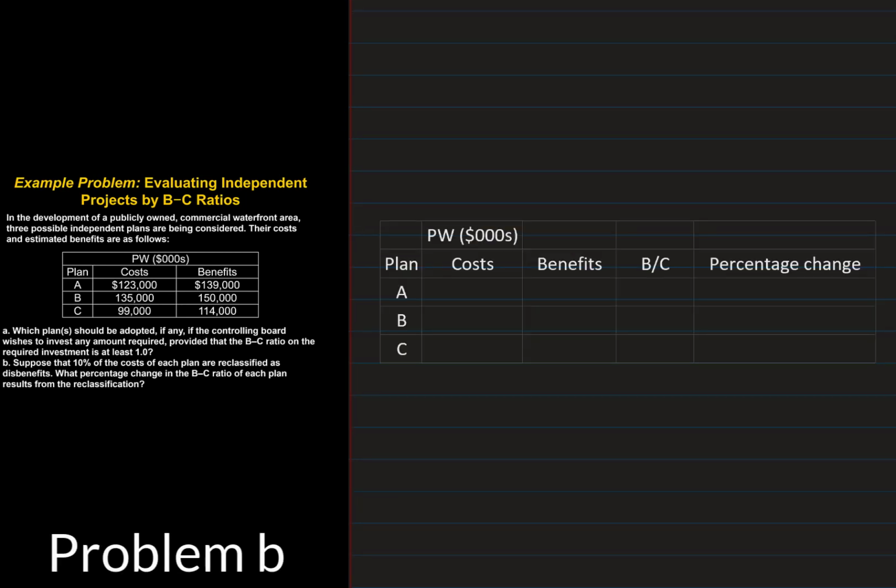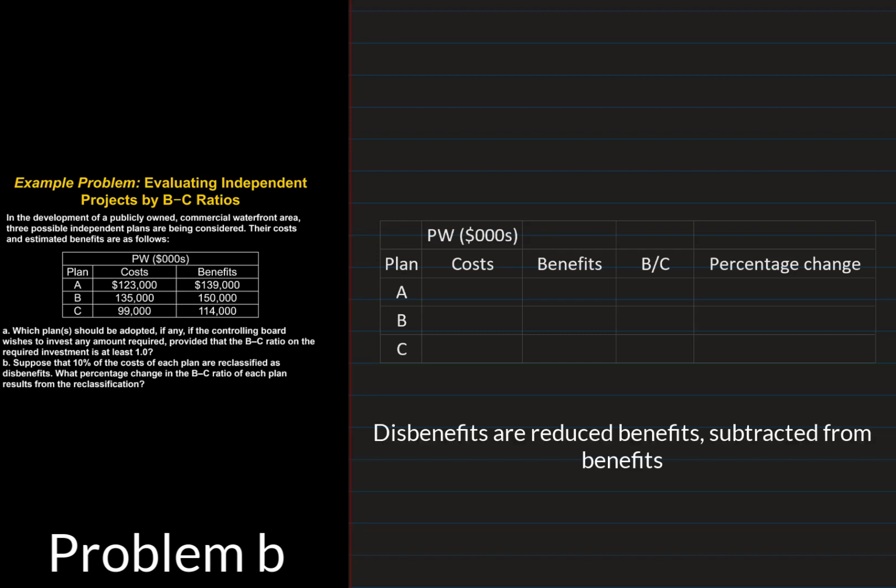Now let's take a look at problem B. The problem says, suppose that 10% of the costs of each plan are reclassified as disbenefits. Another recap from the previous lecture, part 3 of cost benefit analysis: here the disbenefits will be subtracted from the benefit part. Now it's considered as reduced benefit rather than increased cost.